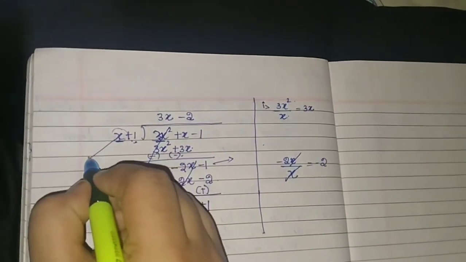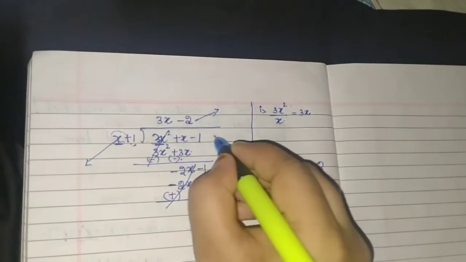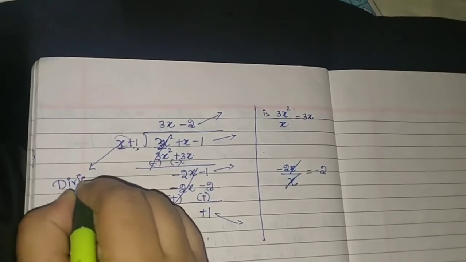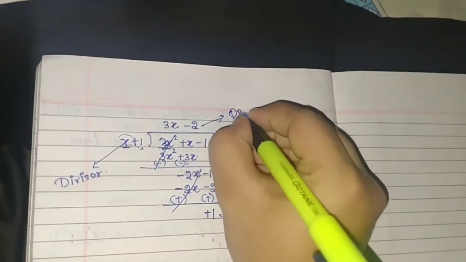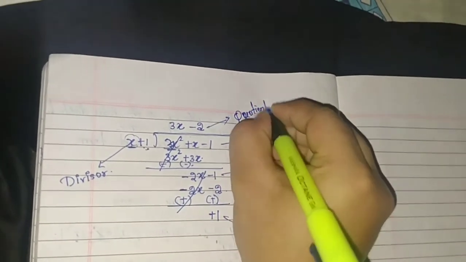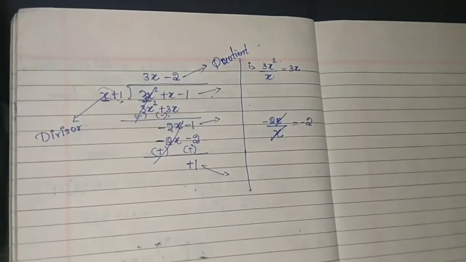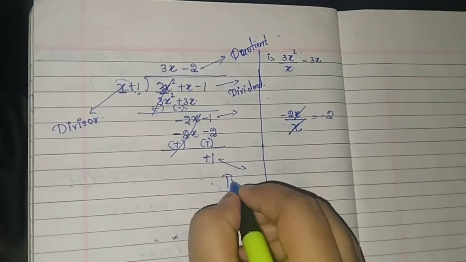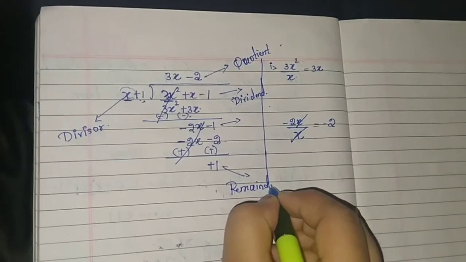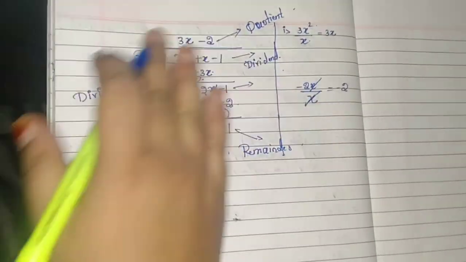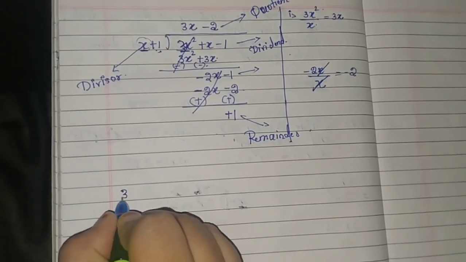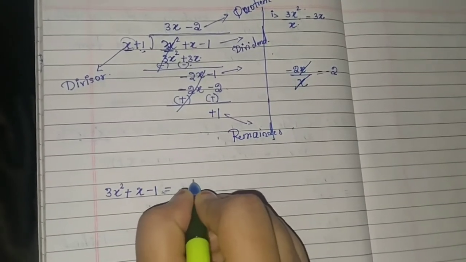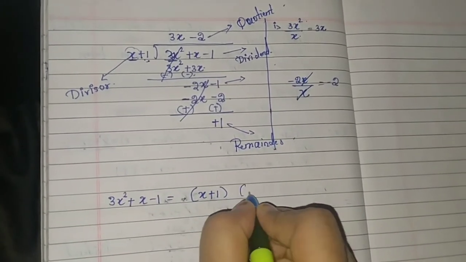So here, this is your divisor, this is your quotient, this is your dividend, and this is your remainder. In general, just notice this. By noticing this, we can write that 3x square plus x minus 1 is equal to... always. How it came, I'll explain to you.